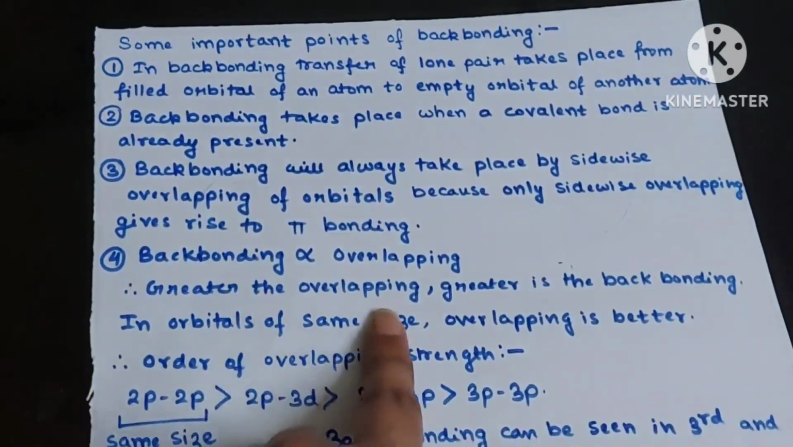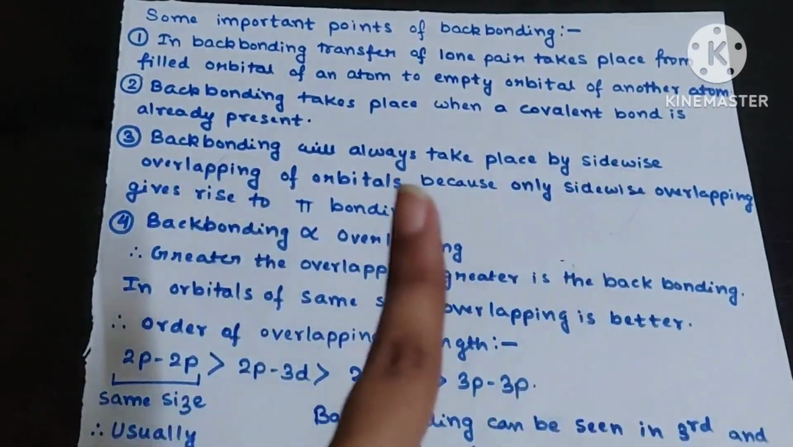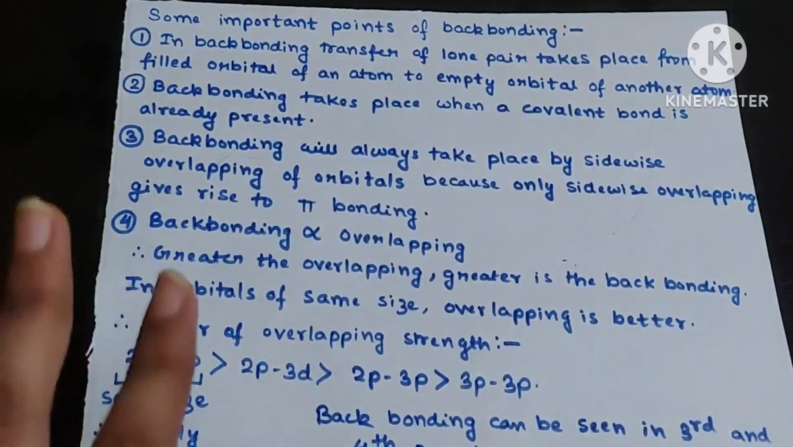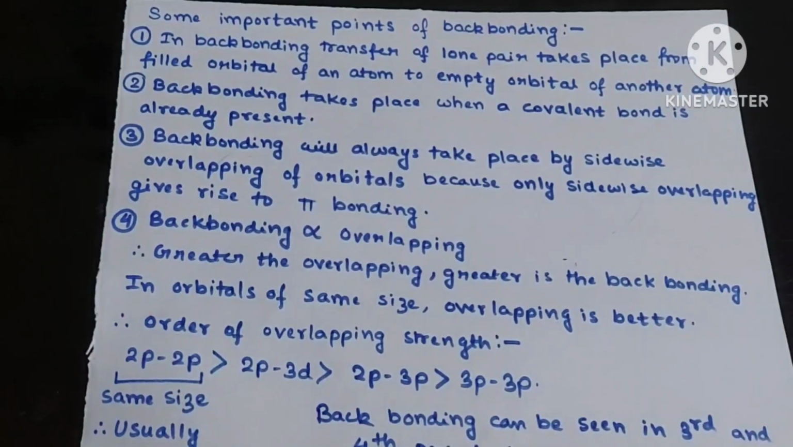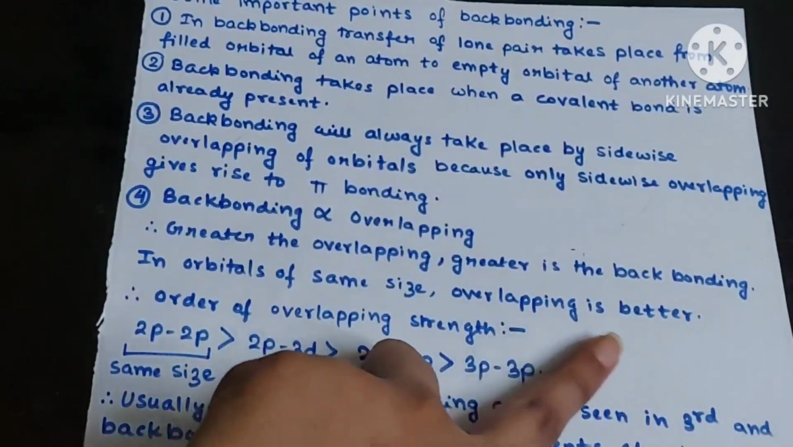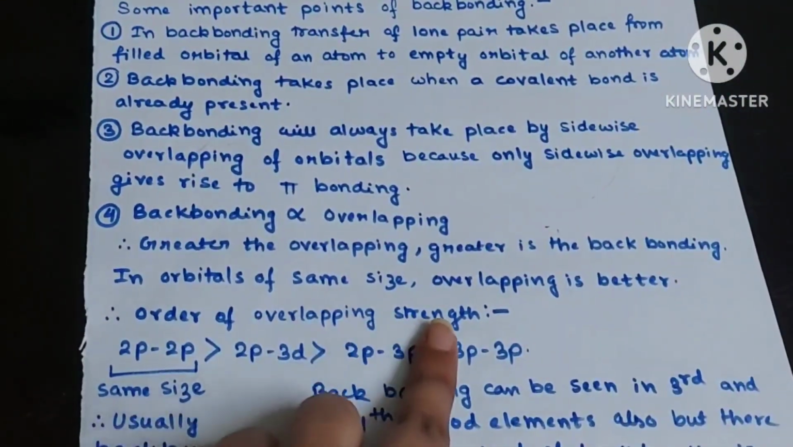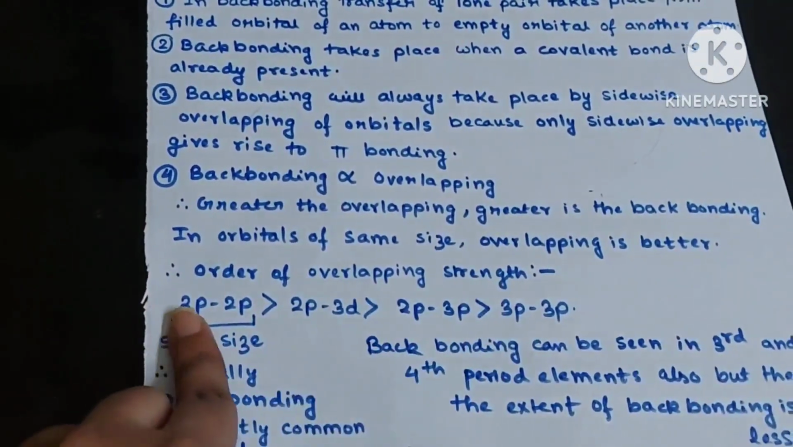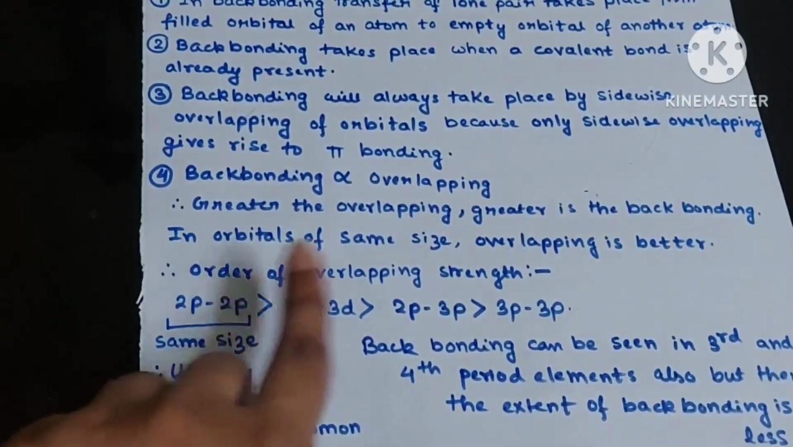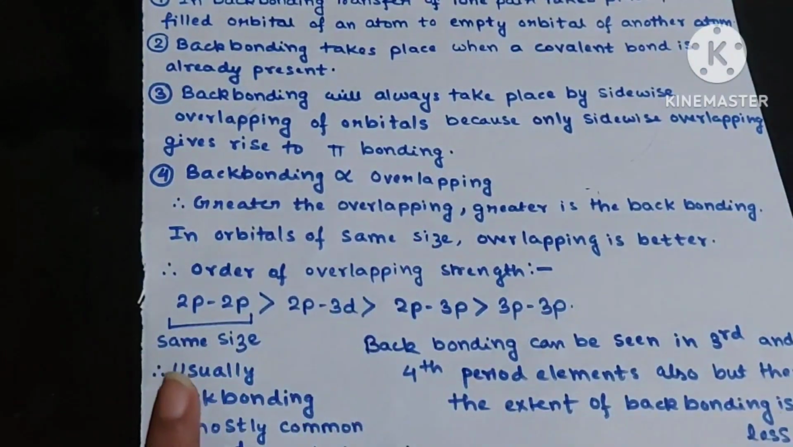That means greater the overlapping, greater is the pi bonding. That means overlapping has to be better, or else back bonding will not be better. In orbitals of same size, overlapping is better. Okay, therefore order of overlapping strength will be 2p 2p. It is of same size. See here it is written that in orbitals of same size overlapping is better.